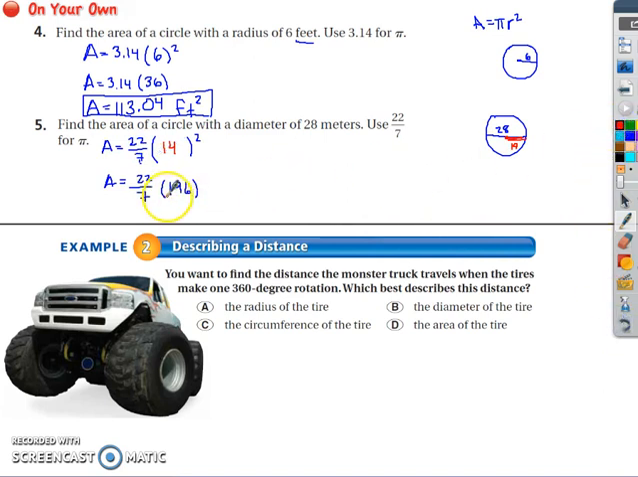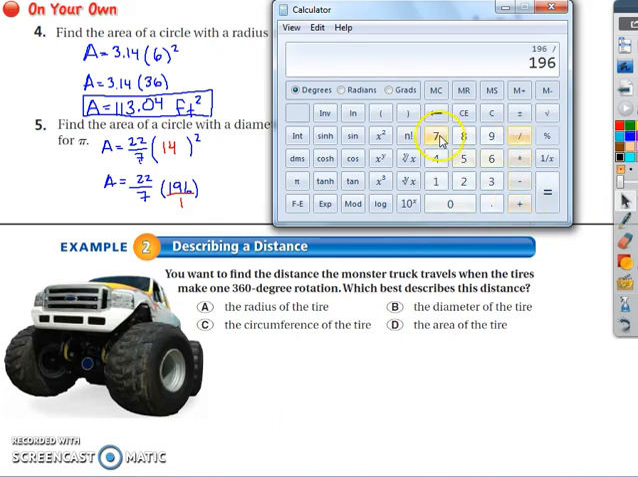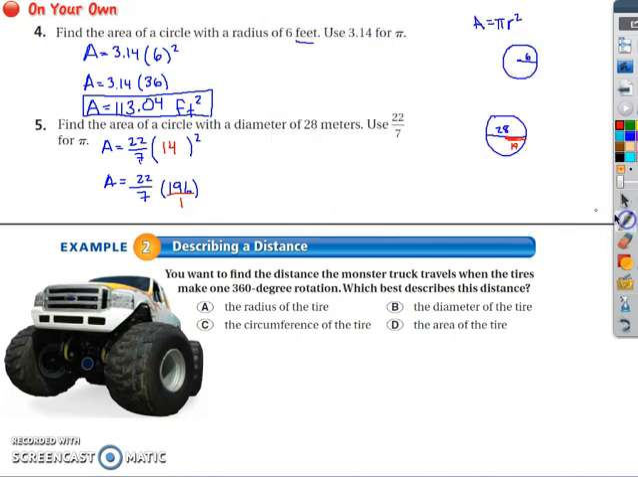The 196 I'm going to put over 1, and I'm going to reduce these two. And the reason I know that 196 reduces by 7 is because it came from the 14, which reduces by 7. So I'm going to get out my calculator and divide 196 by 7. In doing so, I get 28. So what I just found is that if I divide 196 by 7, I get 28, and I can reduce 7 by 7 and get just 1. So now I've got area equaling 22 over 1, which is just 22, times 28 over 1, which is just 28. And our numbers became much nicer now that we've reduced.